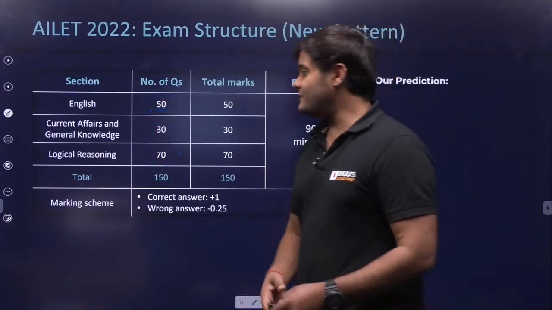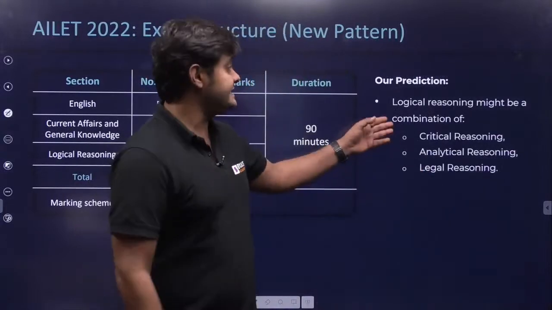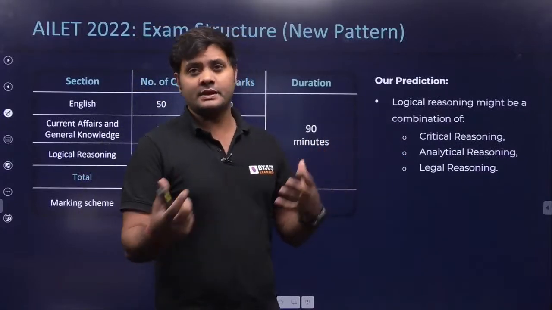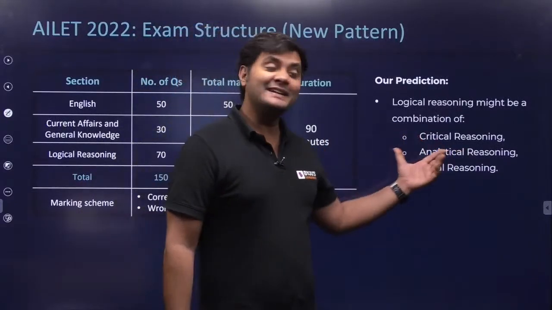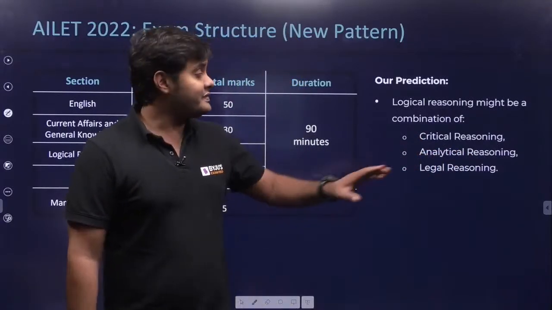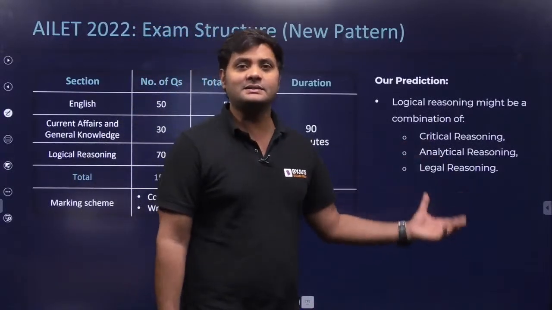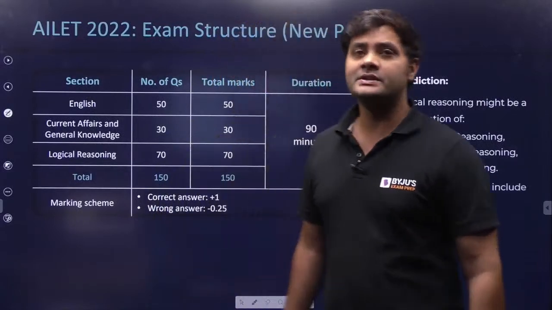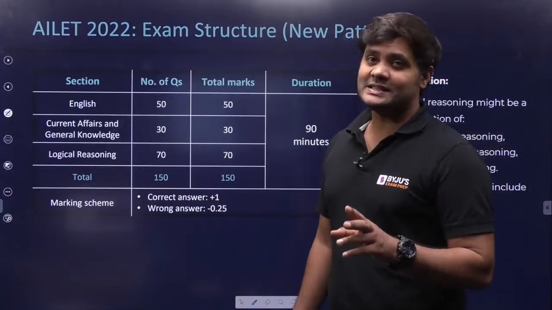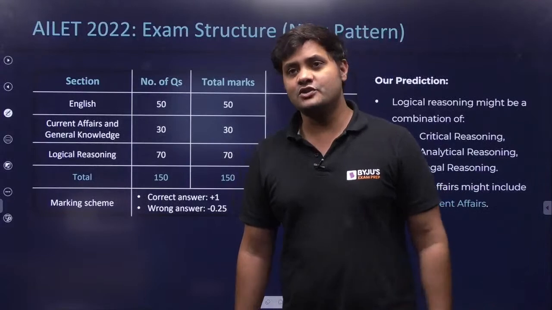So logical reasoning, there are lots of things that one has to keep in mind. Logical reasoning can be a section in which you'll have critical reasoning as well as analytical reasoning and legal reasoning as well. So if that comes in the exam, be prepared. If it is just analytical reasoning, just the critical reasoning part, I am sure you are pretty much sorted any which way. Also, do note that current affairs will also be legal current affairs, just like they were before the change of pattern as well.